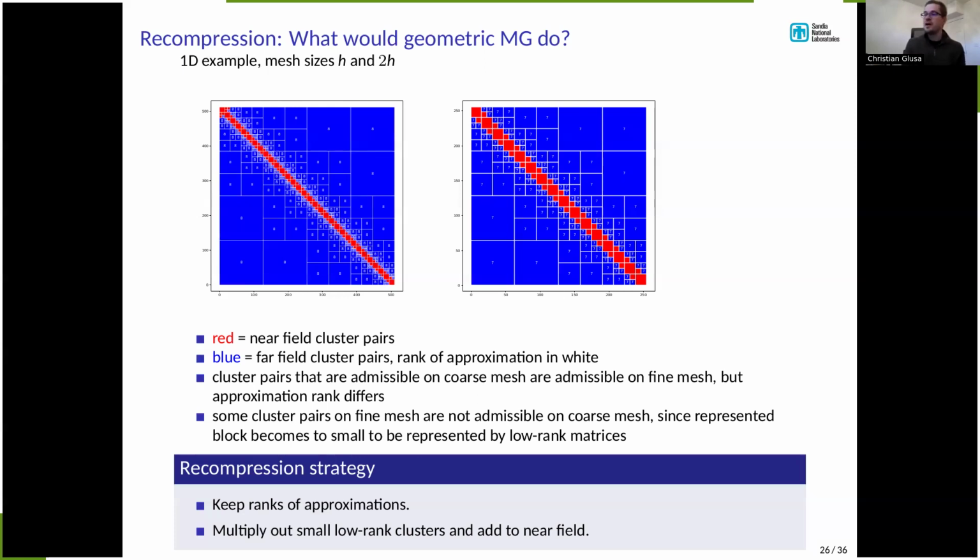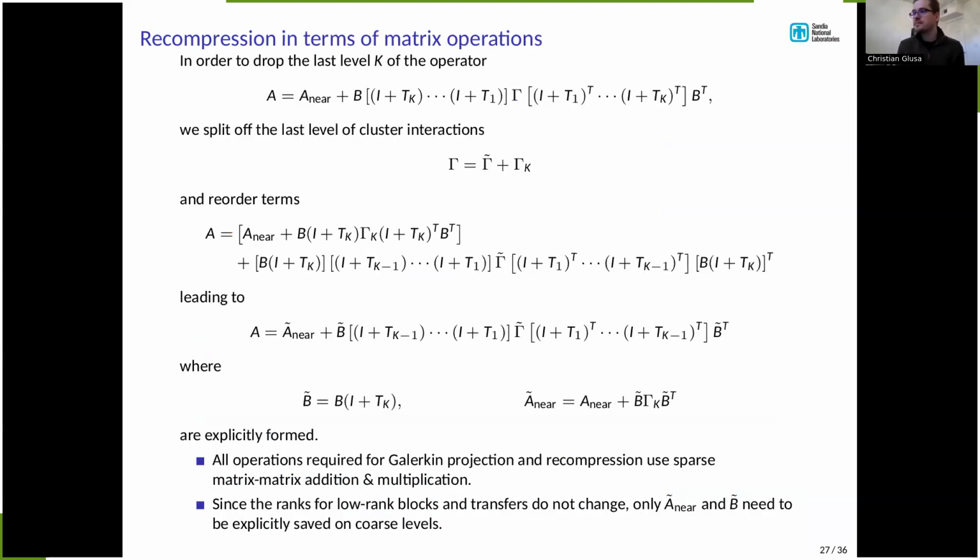Next slide, please. All right. This is a very full slide. I'm not actually going to talk about this much. Effectively, the upshot is that this entire recompression strategy again amounts to doing a lot of sparse matrix additions and multiplications. So in the end, you don't really need any additional code to do this. You probably already have all the ingredients for that. Next slide, please.